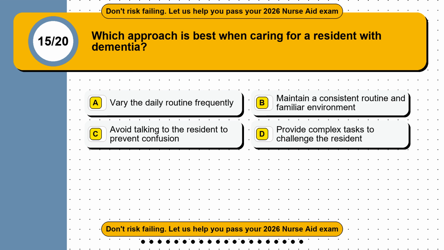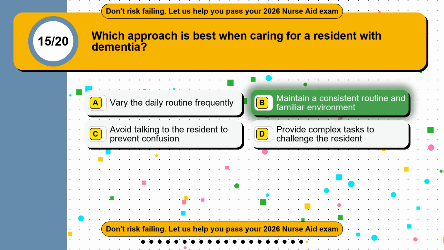Question 15. Which approach is best when caring for a resident with dementia? Option A, vary the daily routine frequently. Option B, maintain a consistent routine and familiar environment. Option C, avoid talking to the resident to prevent confusion. Option D, provide complex tasks to challenge the resident. The correct answer is option B. Maintain a consistent routine and familiar environment.